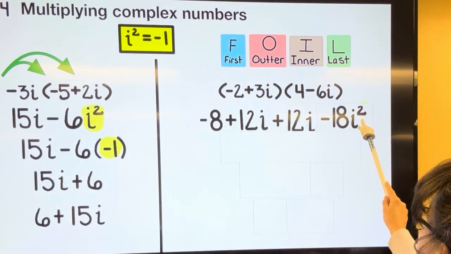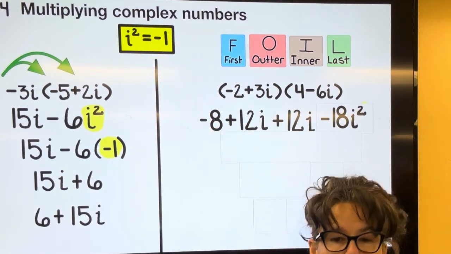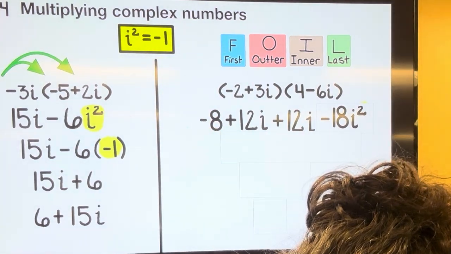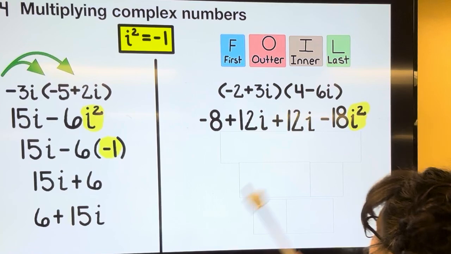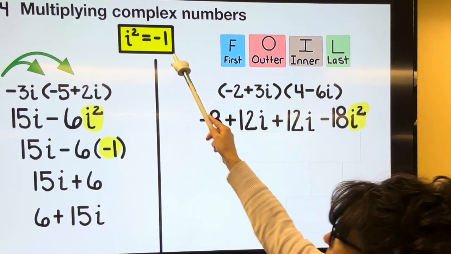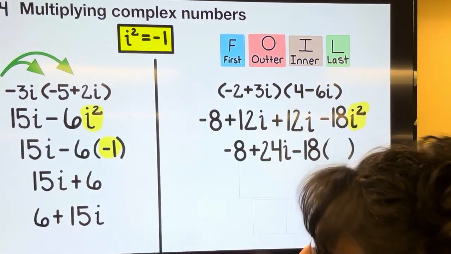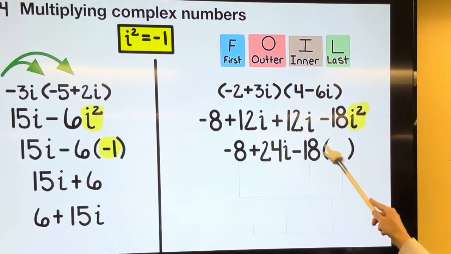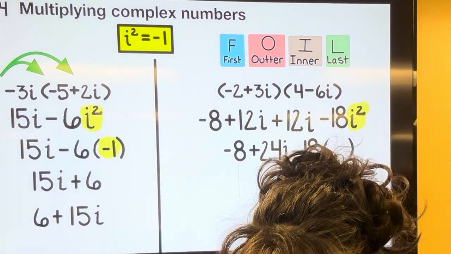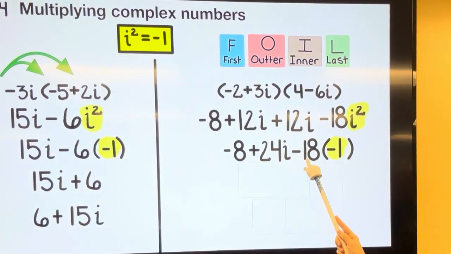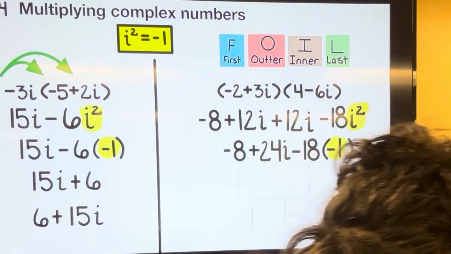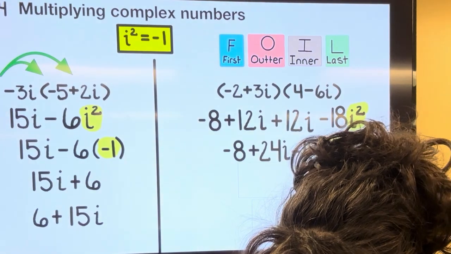And once again, we see that i squared come up. So we need to replace this i squared with -1. If I replace the i squared here with -1, we can continue simplifying. -18 multiplied by -1 is positive 18.